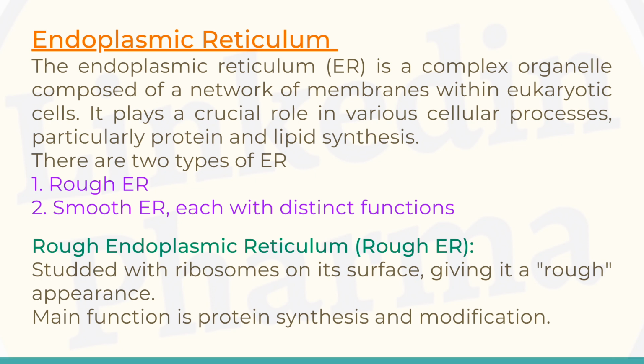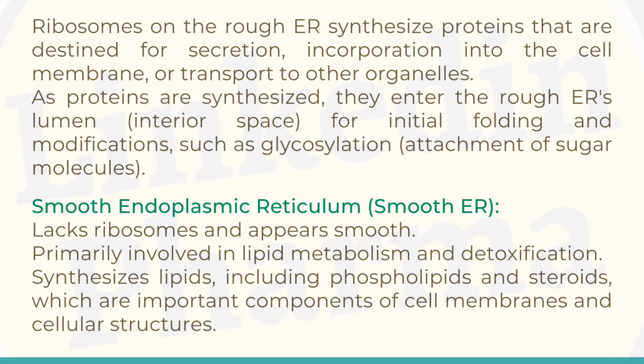There are two types, rough and smooth, each with distinct functions. Rough endoplasmic reticulum, or rough ER, is studded with ribosomes on its surface, giving it a rough appearance. Main function is protein synthesis and modification. Ribosomes on the rough ER synthesize proteins that are destined for secretion, incorporation into the cell membrane, or transport to other organelles. As proteins are synthesized, they enter the rough ER's lumen, the interior space, for initial folding and modifications, such as glycosylation, attachment of sugar molecules.